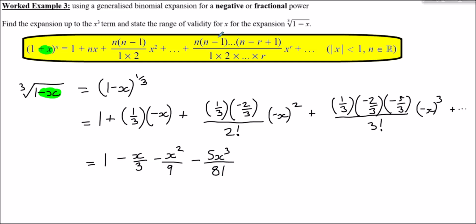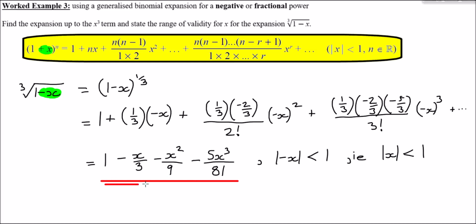And for this one, the range of validity is simply that the size of minus x needs to be less than 1. In other words, the magnitude of x itself has to be less than 1. So this is the expansion we get, and the range of validity is this over here.